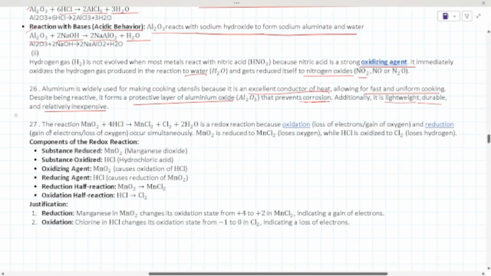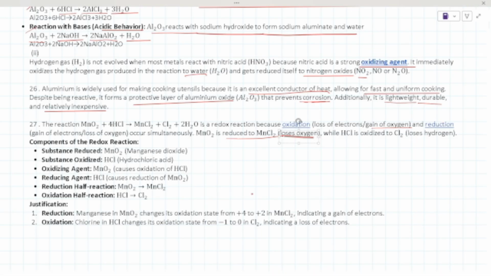What we can give: the reaction MnO2 plus 4HCl gives MnCl2 plus Cl2 plus 2H2O is a redox reaction because oxidation, that is loss of electron or gain of oxygen, and reduction, that is gain of electron or loss of oxygen, occur simultaneously. MnO2 to MnCl2, that is here loss of oxygen, right? While HCl is oxidized and loses hydrogen, right?